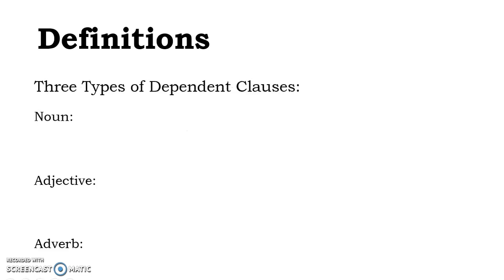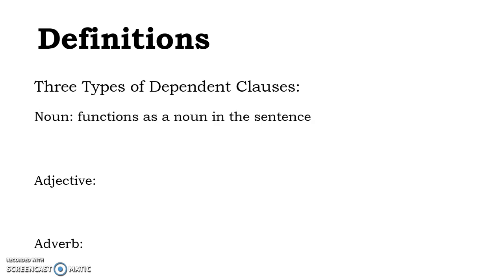There are three types of dependent clauses. It's really good to go over some definitions, and later in another screencast we'll learn the process of diagramming. Three types of dependent clauses. Noun clause, adjective clause, and adverb clause.